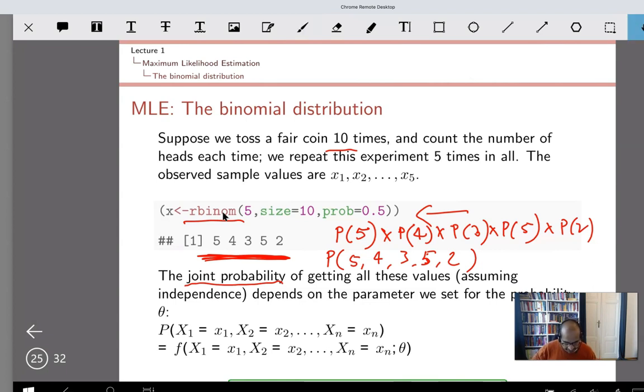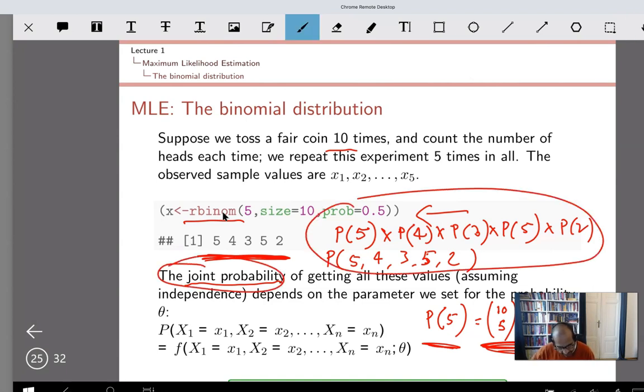Now the interesting thing is that whenever I compute, for example, this probability for 5, I'm going to have to compute this quantity here, theta^5 and (1 minus theta)^5, right? So this probability is going to depend on the value of theta. So the joint probability, the product of all these probabilities, is going to depend on one variable now, which is theta. So it becomes a function of theta.